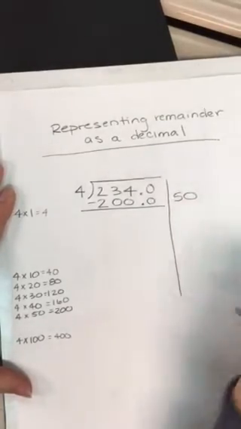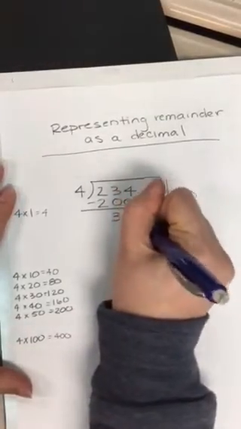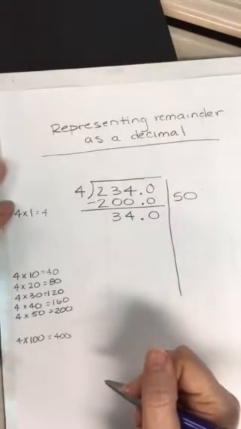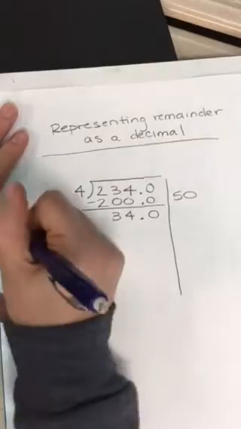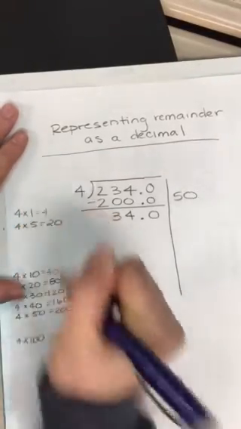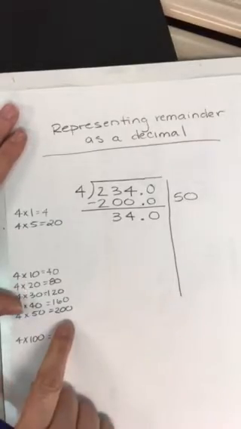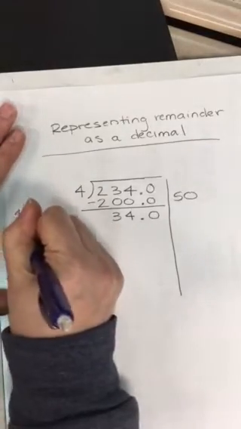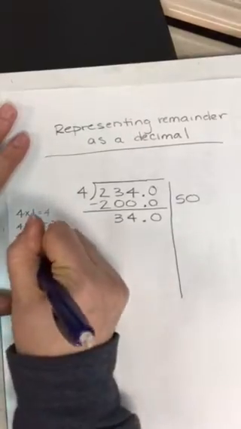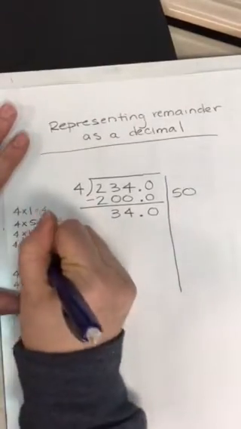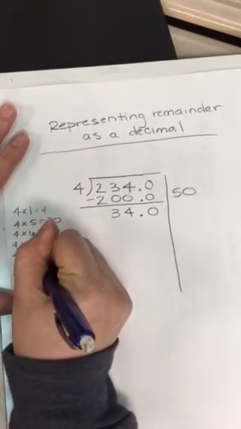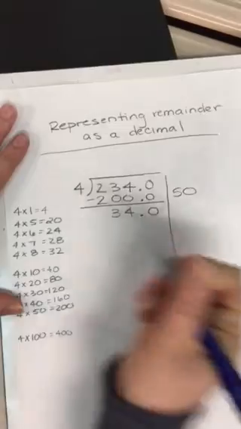And so now I have a total of 34 decimal 0. And looking at this, I'm going to use my 4's family facts. So I know 4 times 5 equals 20, because here 4 times 50 equals 200. So 4 times 6 is 24. 4 times 7 is 28. And 4 times 8 equals 32.